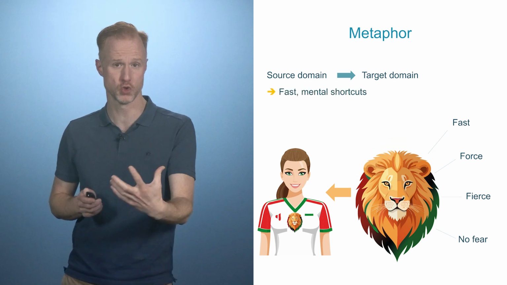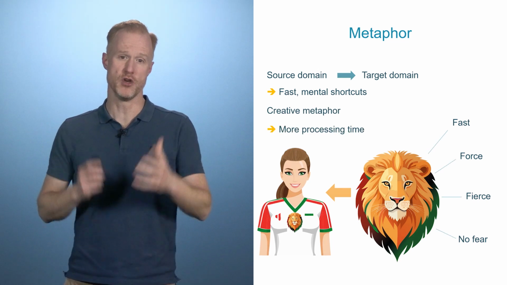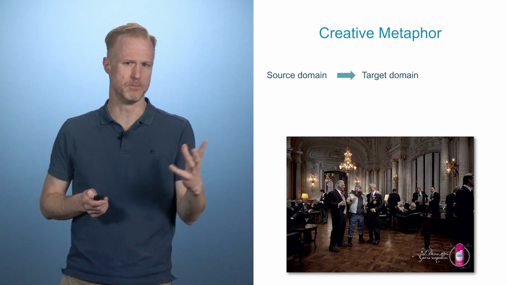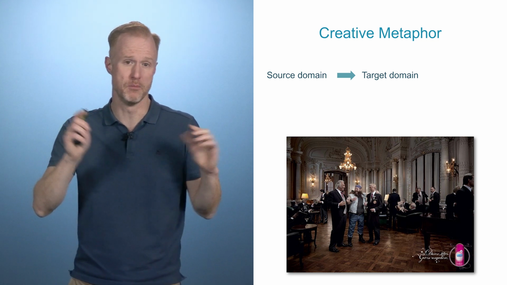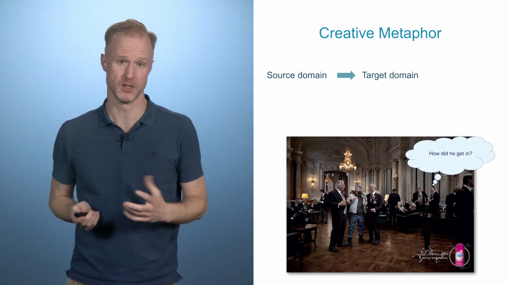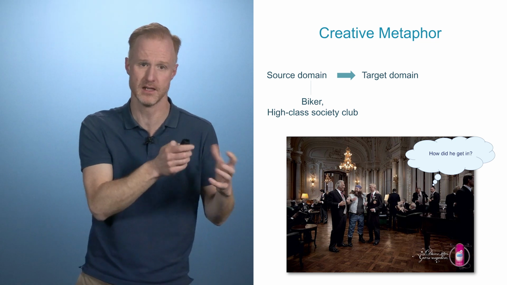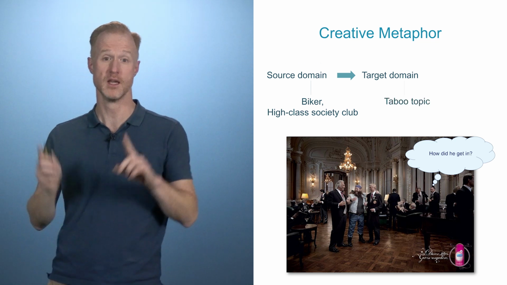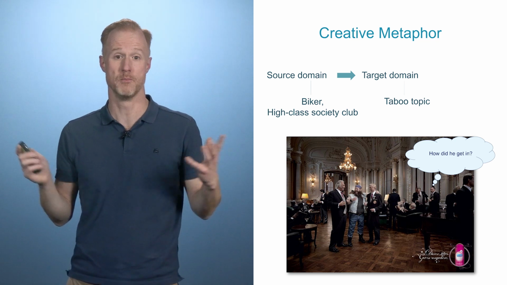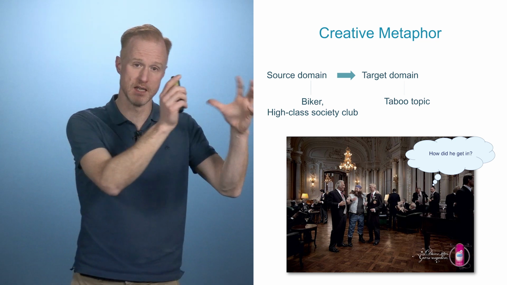Very fast mental shortcuts. But in a creative usage of metaphor, you need some more processing time. Here you have an ad for Durex, a sexual lubricant, right? And what you see is a bearded biker kind of guy at an exclusive men's-only club. And the question is, how did this bearded biker get in? And it's a metaphorical question, because you use one domain, the domain of the biker and the high-class society club that he is in, to say something about a taboo topic, to say something about sex, to say something about penises entering vaginas. And it's difficult to talk about that. And that is why metaphor is such a useful way of creating meaning here. You can talk about sexuality by using info from another domain.